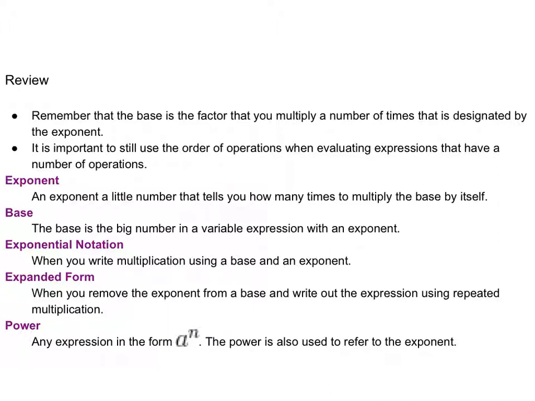Exponential notation is when you write multiplication using a base and an exponent. Expanded form is when you remove the exponent from the base and write it out using repeated multiplication. And a power is any expression in the form of a to the n. The power is also used to refer to the exponent.